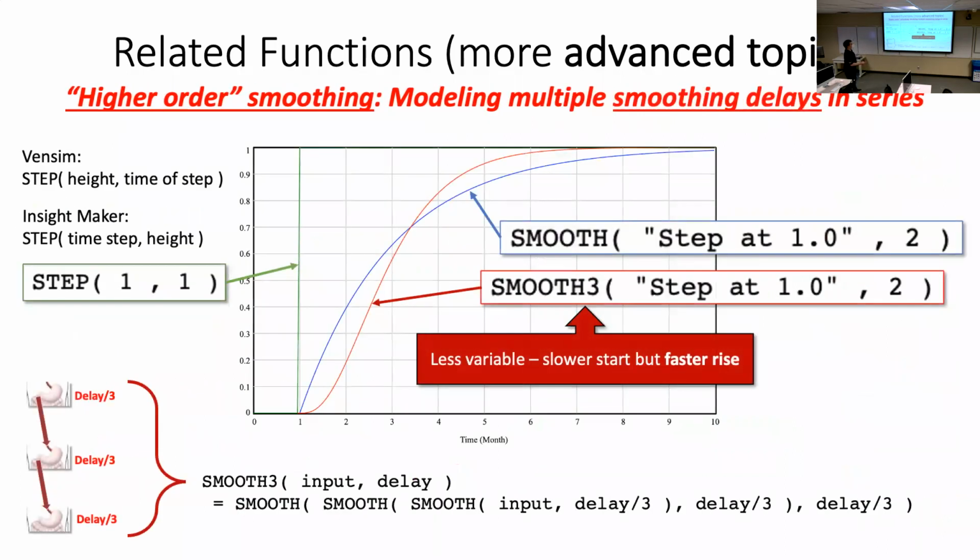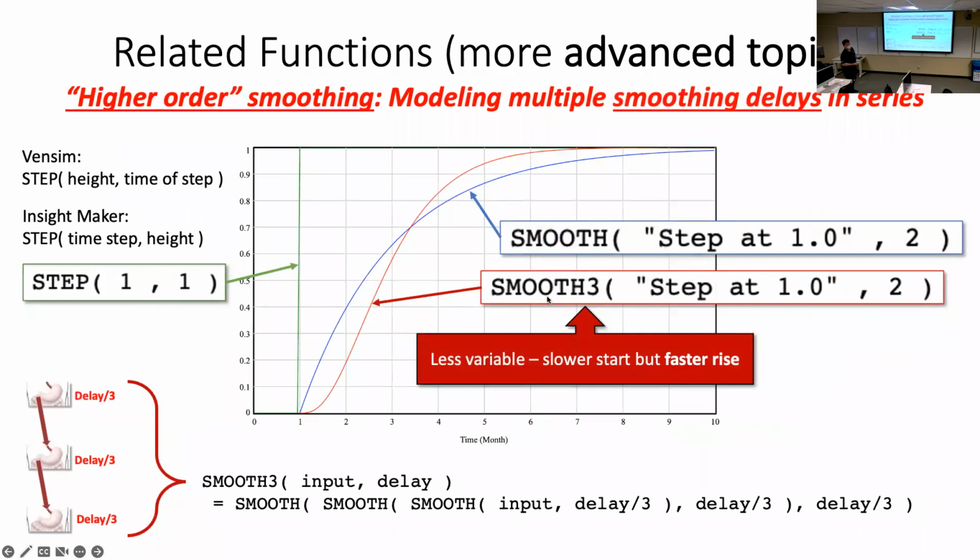So if I've got a plot here where I've got a step response going in, that's the green line here, the step. And then I've got this blue line. This is a first order smoothing delay, our standard smoothing delay that we've been talking about. It just rises very slowly.